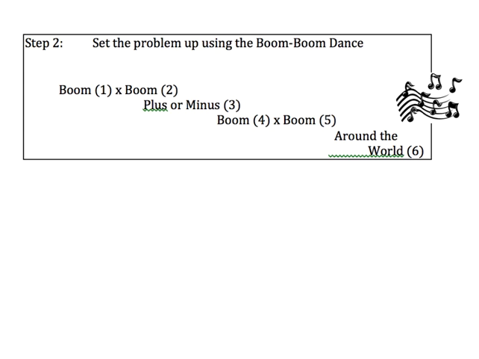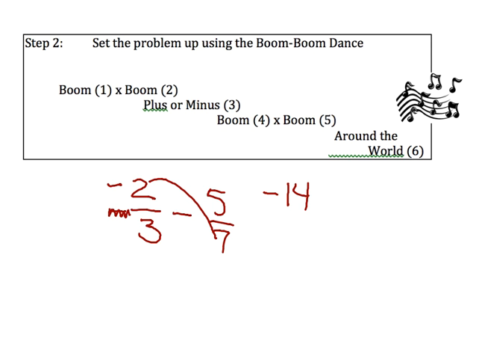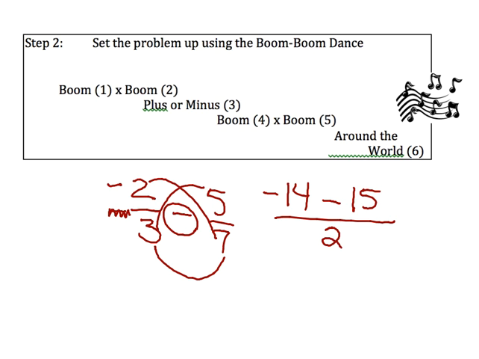Let's say I have negative 2/3 minus 5/7. Negative 2/3 minus 5/7. First step, move your negative sign into the numerator. This is a subtraction sign, not a negative sign. So then we go negative 2 times 7. Boom, boom, negative 14. Plus or minus? It is a minus. Minus, boom, boom, 5 times 3 is 15. Around the world is 3 times 7 or 21.